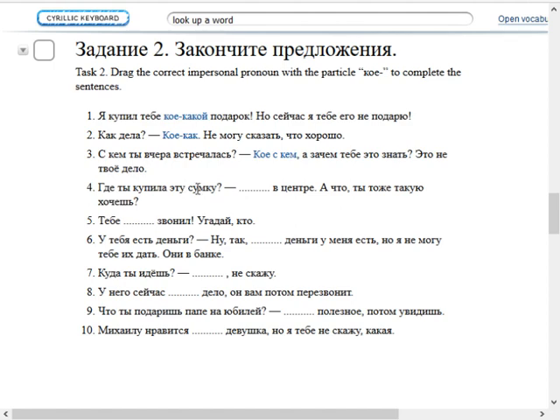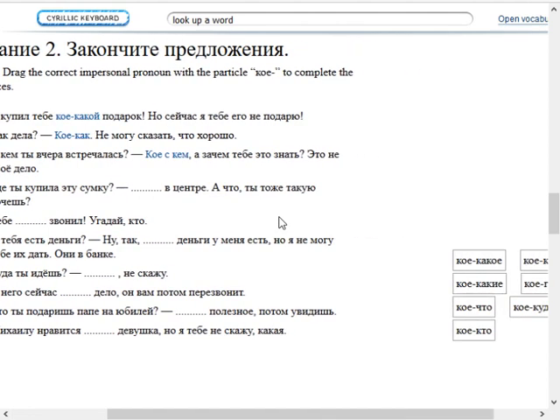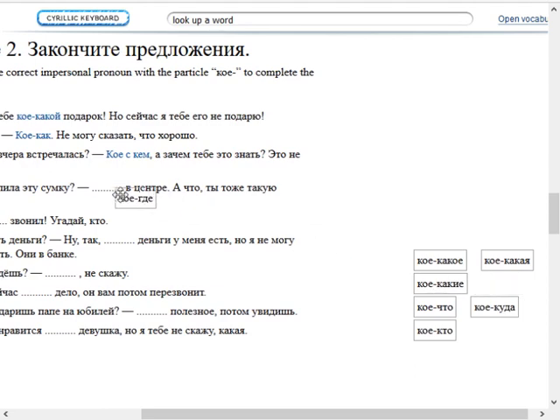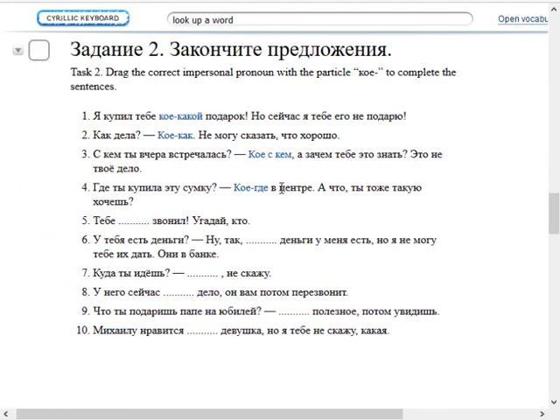Где ты купила эту сумку? Where did you buy this bag? And so I guess this is then кое-где. Somewhere. Somewhere in the center, I guess, meaning in the city center. А что, ты тоже такую хочешь? And so what? You also want something like it? So, boy, these responses are a little rude. These are not so much playful as just rude. Where did you buy this bag? Somewhere in the center. So what? You want to buy one like it?